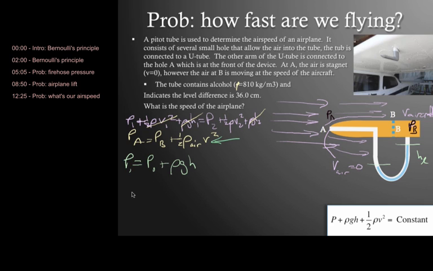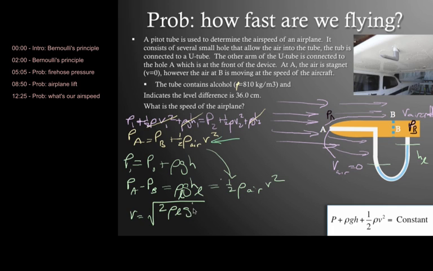So here we have PA minus PB is going to be rho GH. And we also have, from here, is equal to 1/2 rho air V squared. Here we have the liquid, and we need to keep the liquid and the air kind of separate. So then our V is going to be the square root, so we're going to multiply by 2 rho of the liquid, G H of this liquid, all over rho of the air.